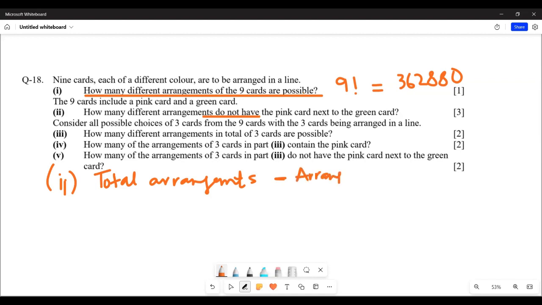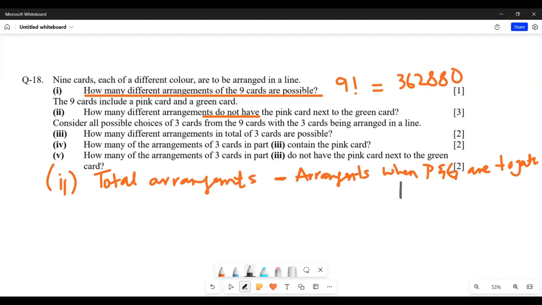Number of arrangements when pink and green card are together. Okay. So how do we deal with 2 particular entities being together? We group them. So this would be pink and green card being together. They have 2 factorial arrangements because they can be pink and green or green and pink. We're going to group it. So now that is counted as 1 card.